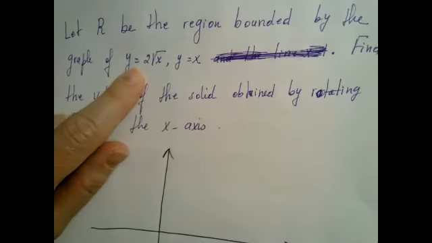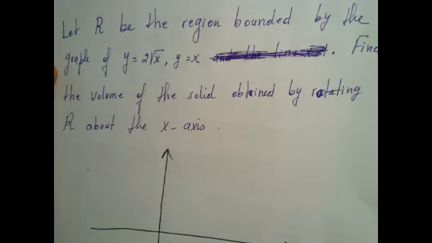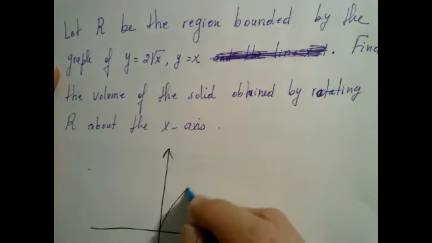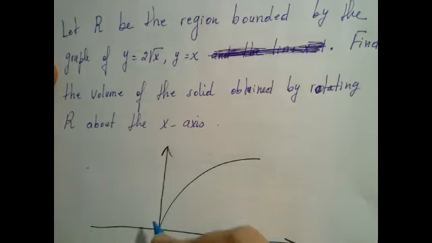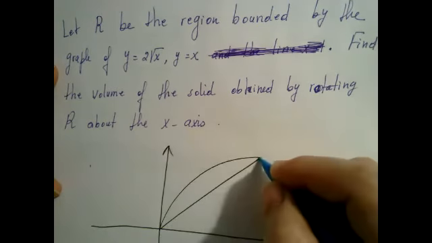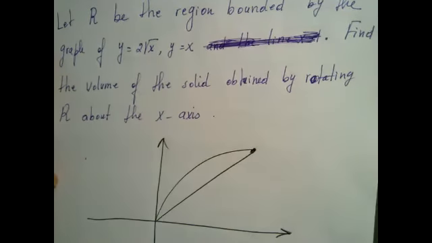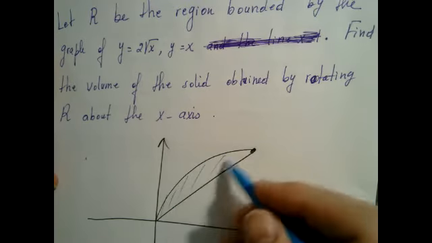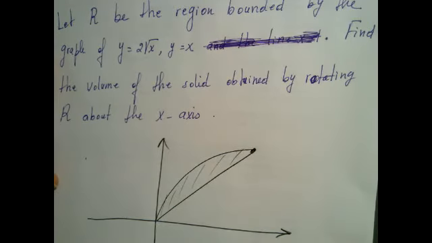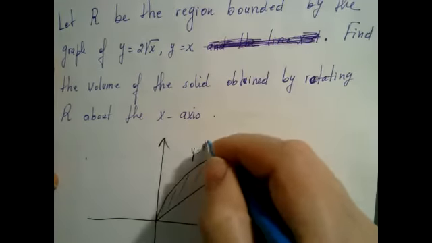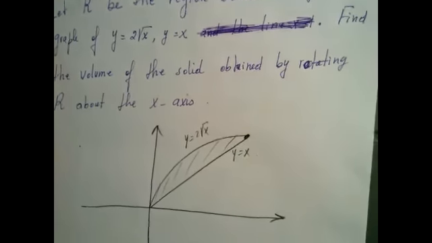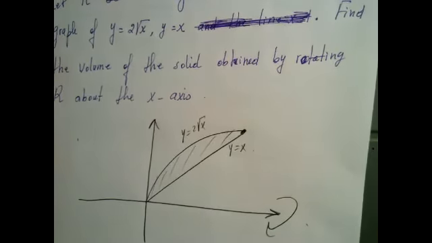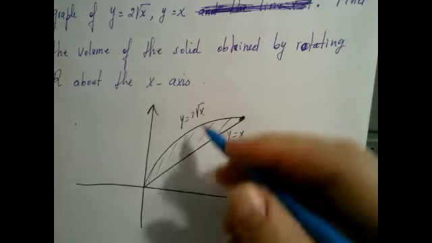It's bounded by y equals 2 root x. That's the graph of root x. And y equals x is a straight line, so they're going to meet somewhere, which we're going to find. So this is my region: y equals root x, y equals x, and we're going to revolve this around the x-axis. So that's the region in between.